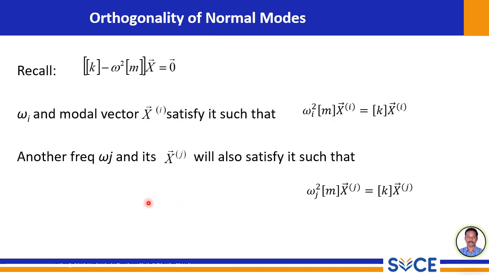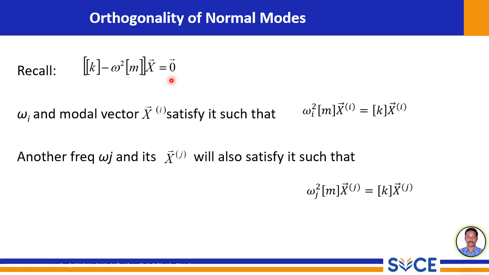We now delve into an important property of normal modes called orthogonality. This property provides a powerful tool for analyzing and understanding the behavior of vibrating systems, especially those with multiple degrees of freedom. Let's recall the fundamental equation of motion for free vibration of a system, that is, stiffness matrix minus omega square multiplied with mass matrix, determinant of displacement vector equal to 0.